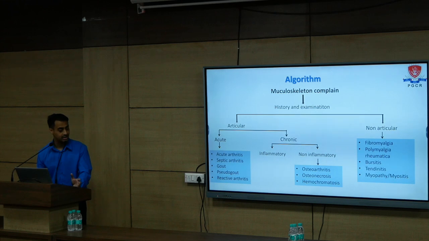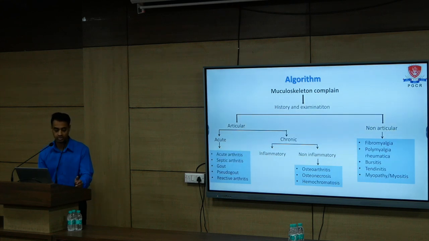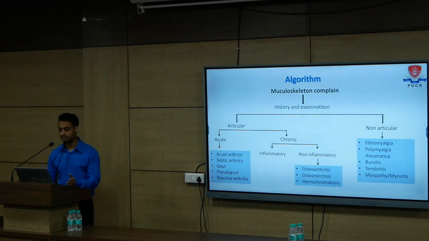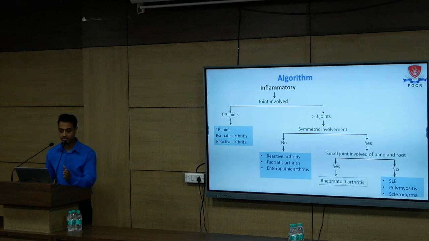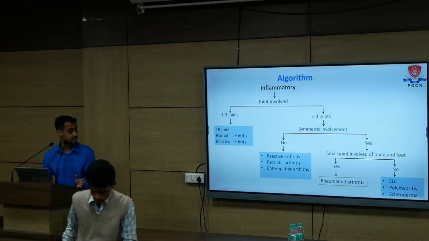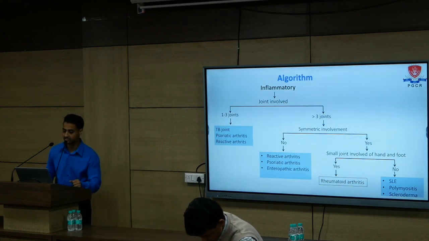If it is acute, it can be an acute arthritis such as acute flare of an osteoarthritis. It can be a case of septic arthritis, gout, pseudogout, or reactive arthritis. If it is chronic, we should look for whether the cause is inflammatory or non-inflammatory. If it is non-inflammatory, it could be osteoarthritis, osteonecrosis, or hemochromatosis. Further, if the cause is of inflammatory origin, we should look for the number of joints involved. If only 1 to 3 joints are involved, that is mono or oligoarthritis, we should consider the diagnosis of TB joint or psoriatic arthritis or reactive arthritis.